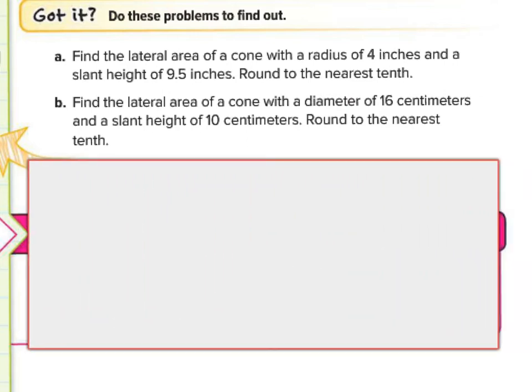A, find the lateral area of a cone with the radius of 4 inches and a slant height of 9.5 inches. Round to the nearest tenth. Don't forget that. So again, lateral area equals pi times radius times the slant height. That'll be question A, and for question B, we'll do question B in blue. Lateral area equals pi times radius times L. Always get in the habit of writing the formula down first, then replacing the variables.